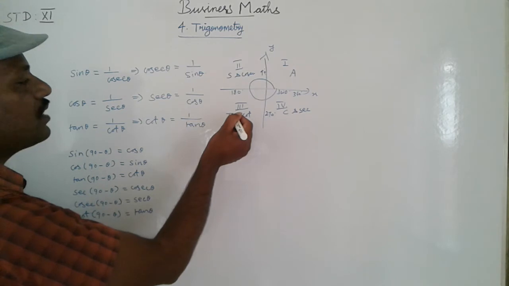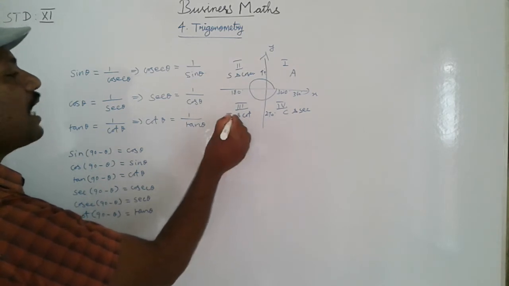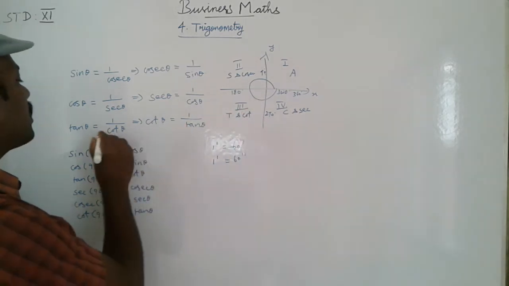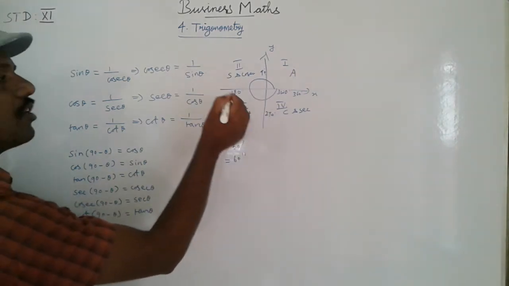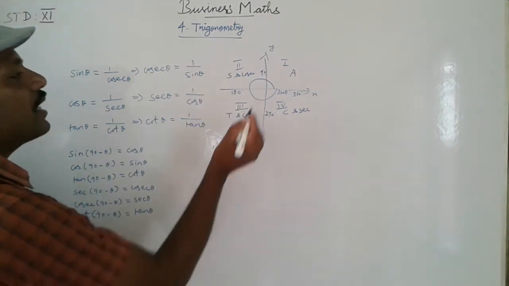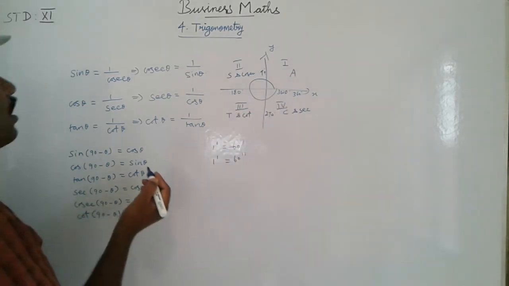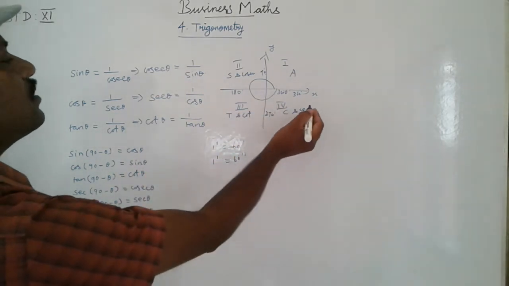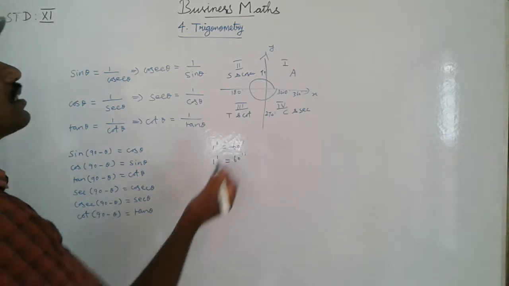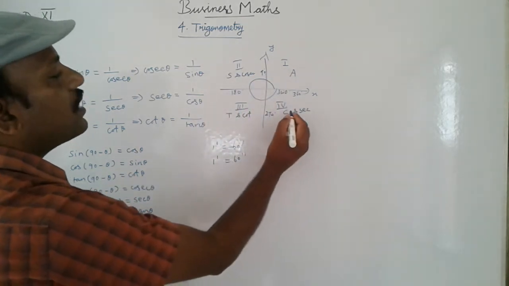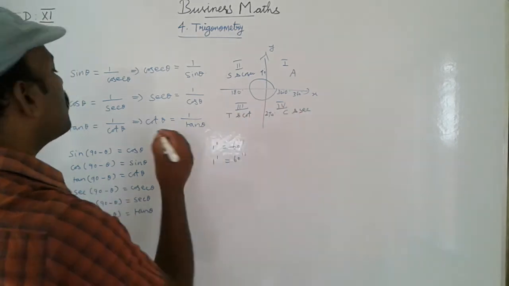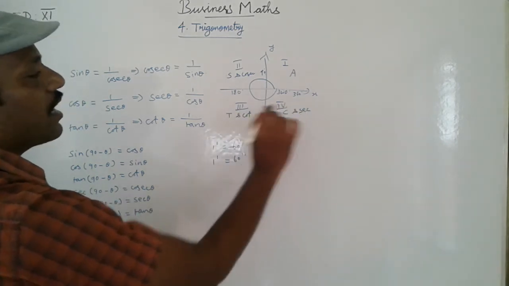Next is T, in the short form we should take it. T means tan and cot values, its reciprocal value. Cot values are positive, other values are negative in the third quadrant. Next, fourth quadrant: cos and secant values are positive, other ratios are negative. That is the All Silver Tea Cup, an easy form.